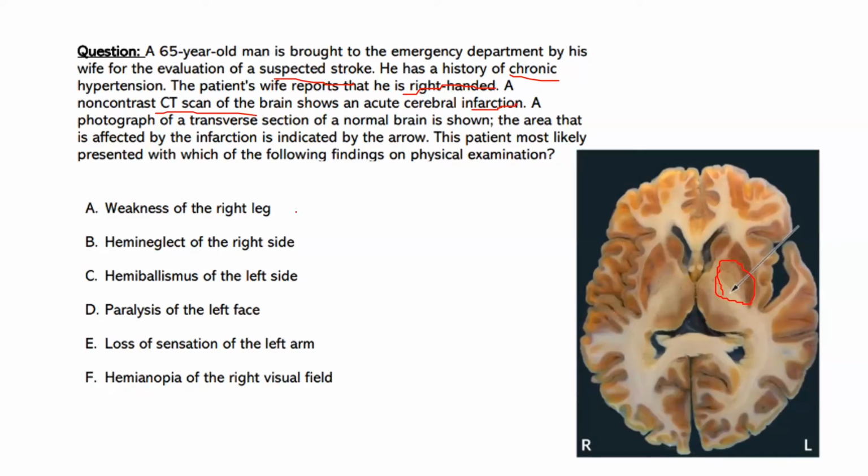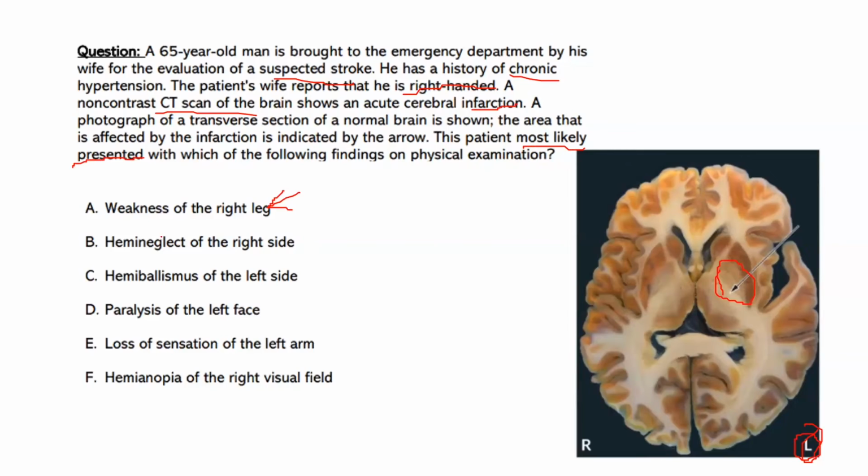This is going to be the posterior limb of the internal capsule. As we saw in the previous case, it's going to be responsible for motor function on the contralateral side, right? And as you can see from the labels at the bottom, this is on the left side of the brain. So as some of you have guessed, the question is, what's the most likely presentation? The most likely symptom you're going to find is weakness of the right leg.